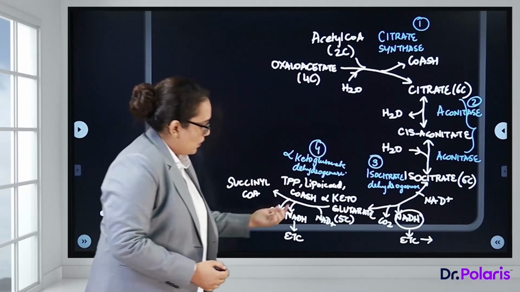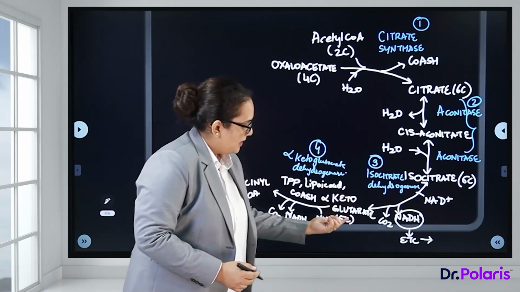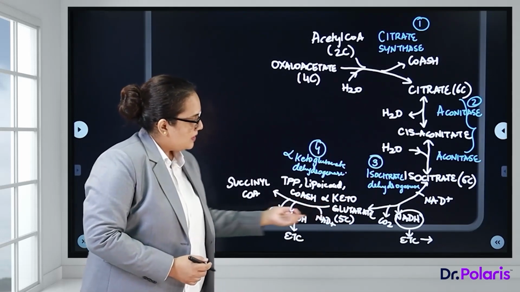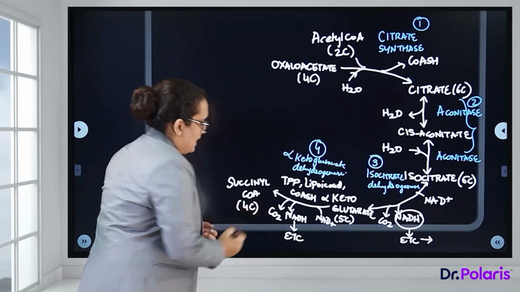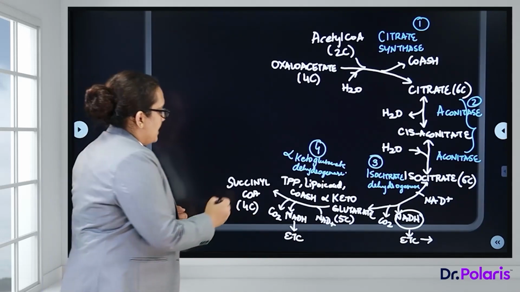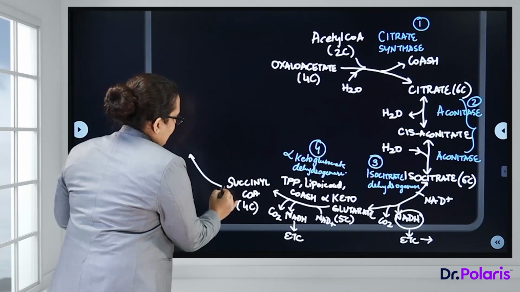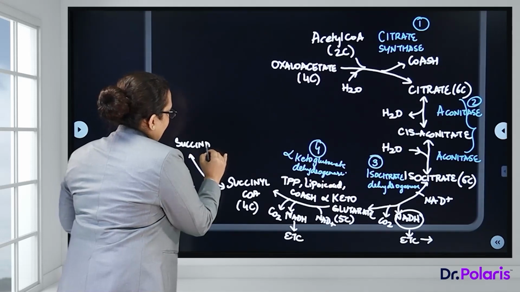In the previous step, you saw carbon dioxide was released. So you can see that the 5-carbon compound over here, which is alpha ketoglutarate, loses a carbon dioxide to form a 4-carbon compound, which is succinyl-CoA. Now, succinyl-CoA is then converted to succinate, which is the next intermediate.